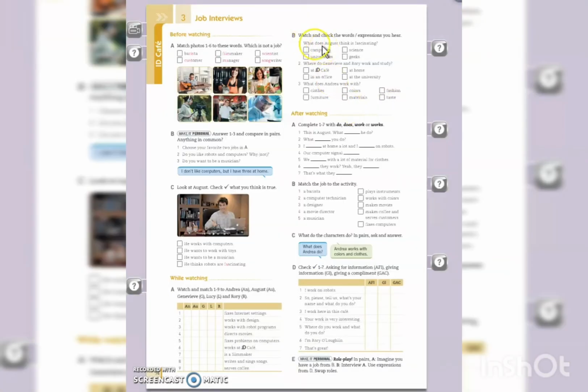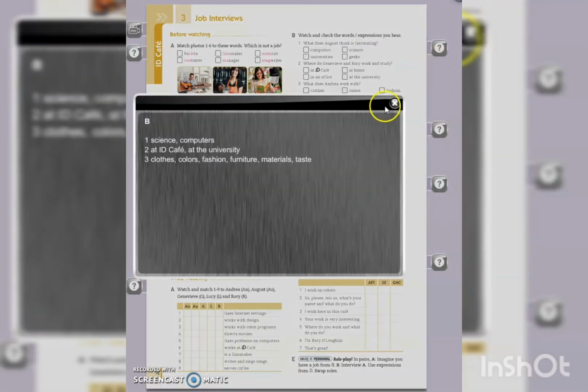Here we have letter B. Watch and check the words, expressions you hear. What are the expressions you hear on this exercise? I'm going to play the audio and I'm going to repeat the words. But in this case, I'm going to show you the correct options, and we have number 1, science, computers.